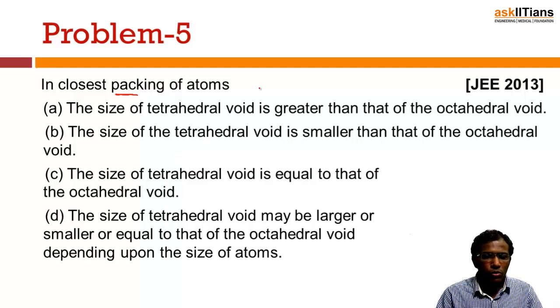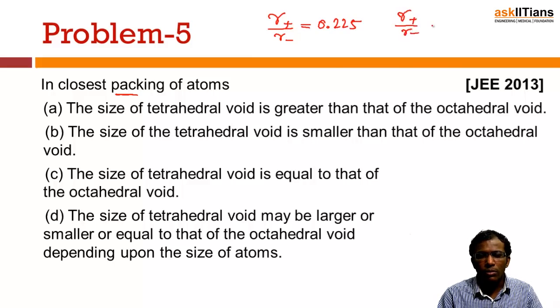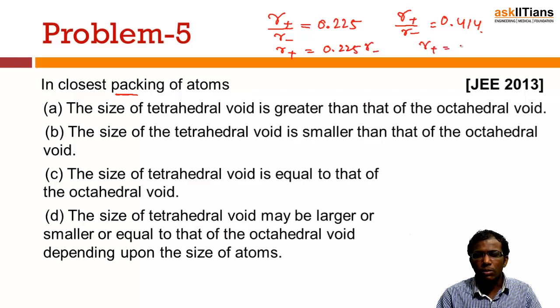So if you recall, the radius of cation by the radius of anion will be 0.225 for tetrahedral void, and for octahedral void this will be 0.414. Okay. So the radius of cation should be 0.225 times the radius of anion for a tetrahedral void, and here the radius of cation should be 0.414 times the radius of anion.